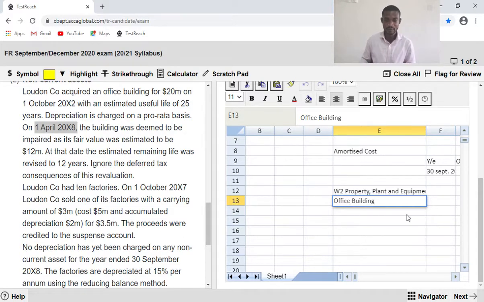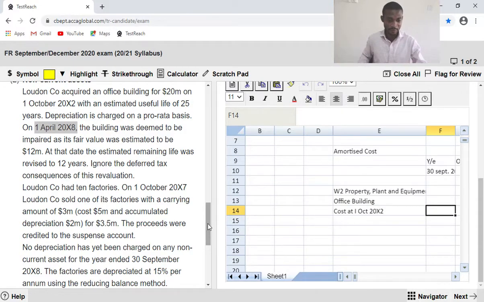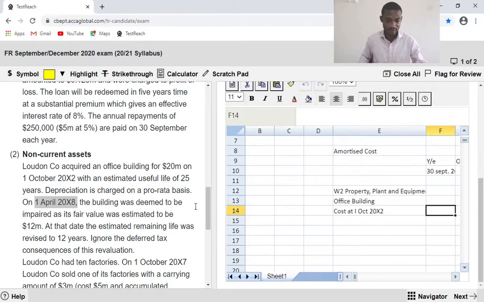So what I'll do is I'll say cost at 1st October 20X2, and I'll put it in the cell. Look at it, it is 20 million. I'm looking on the left side here. So I'm going to do that quickly and it's 20 million, so 20,000.